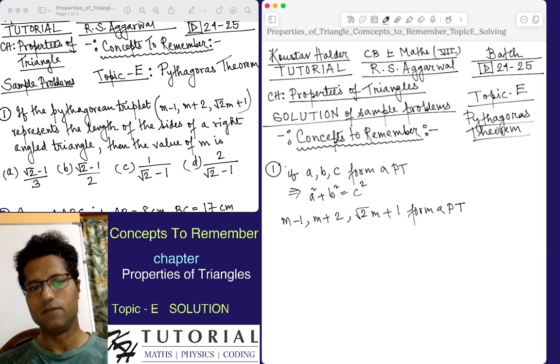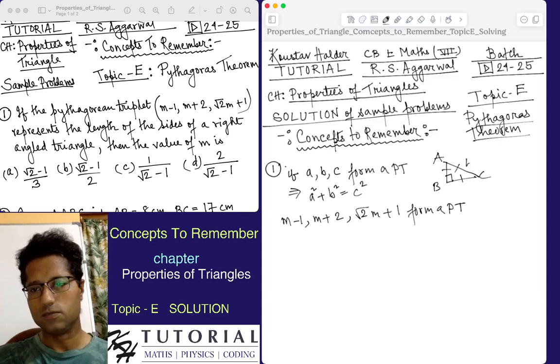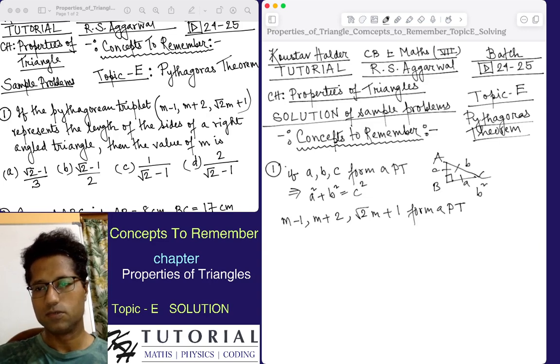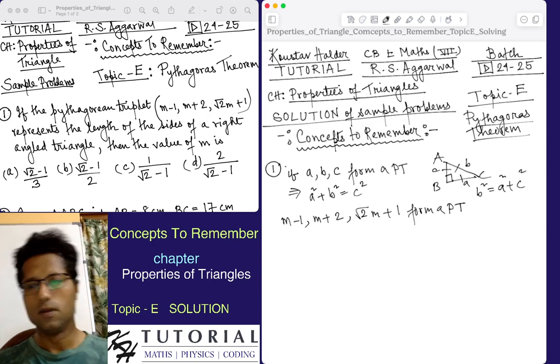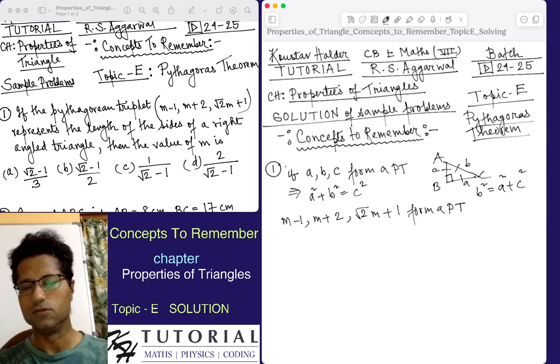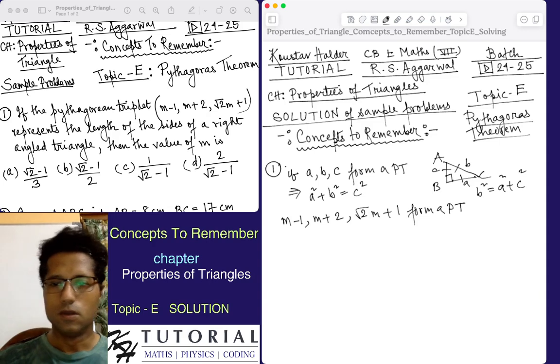in a right angled triangle we know that if one angle is right angled, then we can apply Pythagoras theorem. That is, if the triangle is right angled at B, so this side is small b, this is small c, and this is a. We will have b square equals to a square plus c square. We know this for a right angle triangle using the Pythagoras theorem.